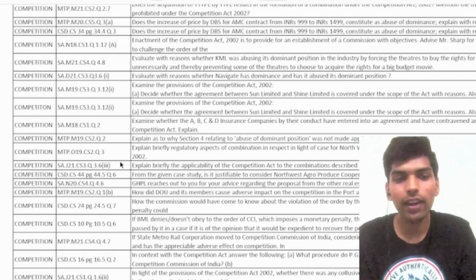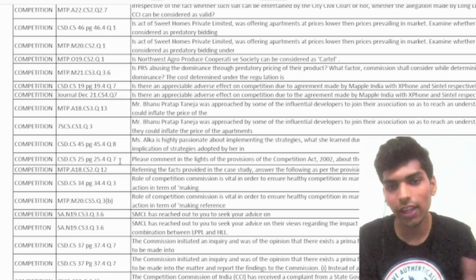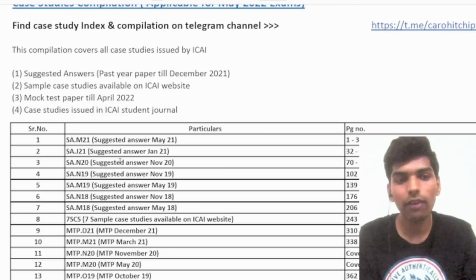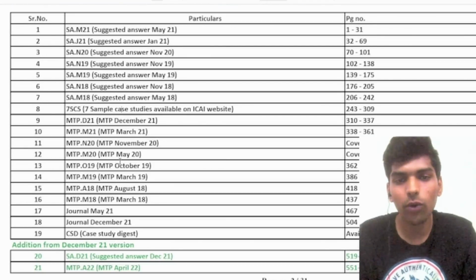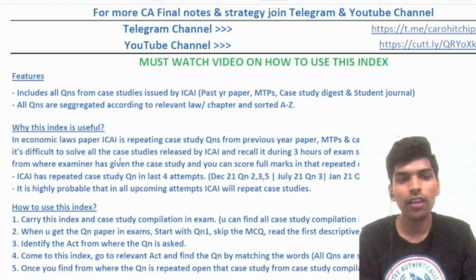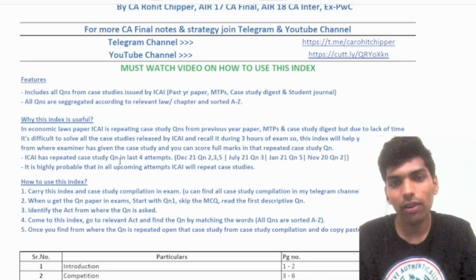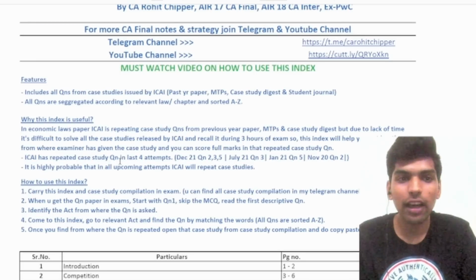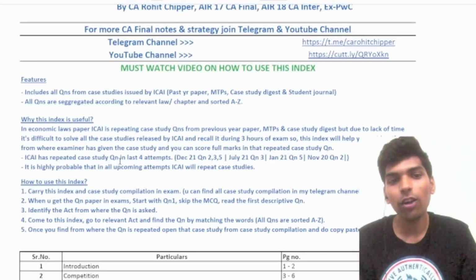So once you identify which case study repeated, which question has been repeated, you just move to the relevant source and do the copy paste, and you get the full marks for that question. So this is the way you have to use this index. And now we will move to the next part. The next part is I'm going to tell you how we can solve the May 22 exam paper using the May 22 exam index.